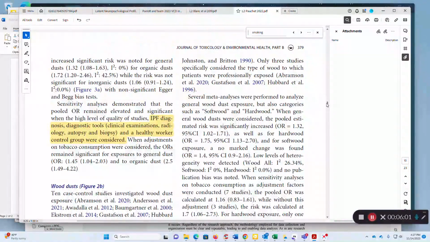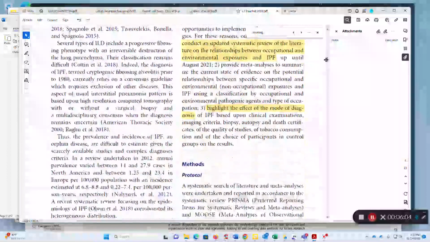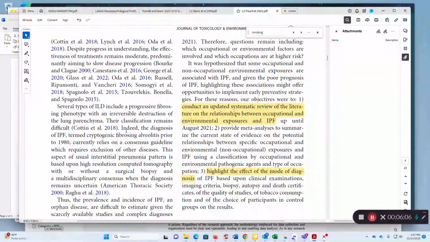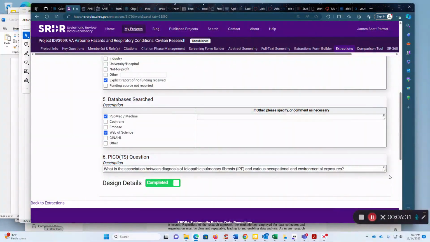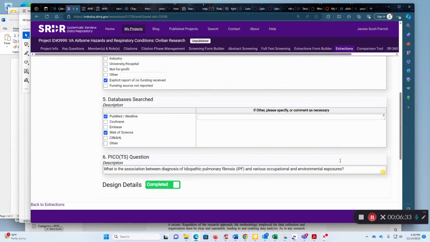So we're going to run back up to the introduction section, go down to the end. Now, the Pochet is a little bit more sophisticated. Neither one of these gives us a PICO statement, but what they do is they give us our objectives: conduct updated, do the meta-analysis, highlight the effects of the mode of diagnosis, etc. So again, we can capture this in our extraction template, and right there.